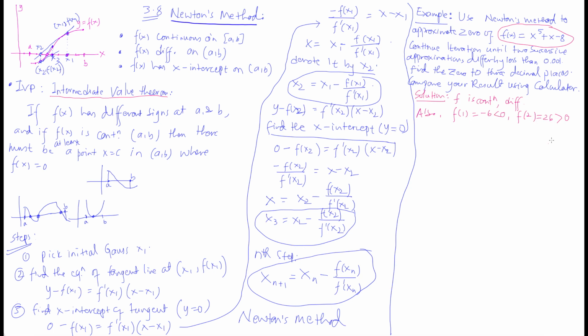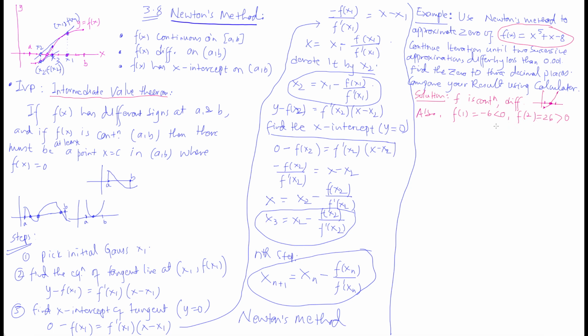At 2 it is positive. So it looks like the graph will be somewhere like, at 1 it is negative 6, right? At 2 it is positive 26. It looks like this, right? So there must be a root. You want to find out that root. You guys understand that? Okay. Now, how do I do that?